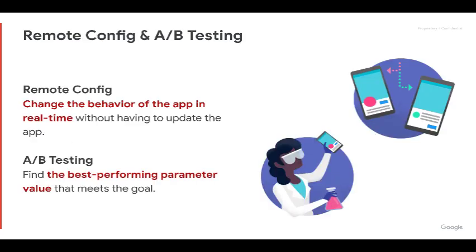All right, so what are the two features that you can deploy to optimize interstitial placement as well as the effectiveness of the interstitial ad unit? One is remote configuration, which allows you to change the behavior of an app in real time without needing to update the app every time. This is a very powerful developer companion tool which has recently gotten a lot of traction among the developer community.